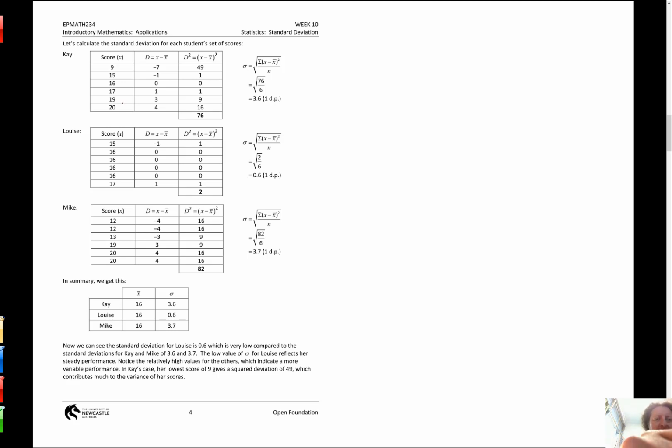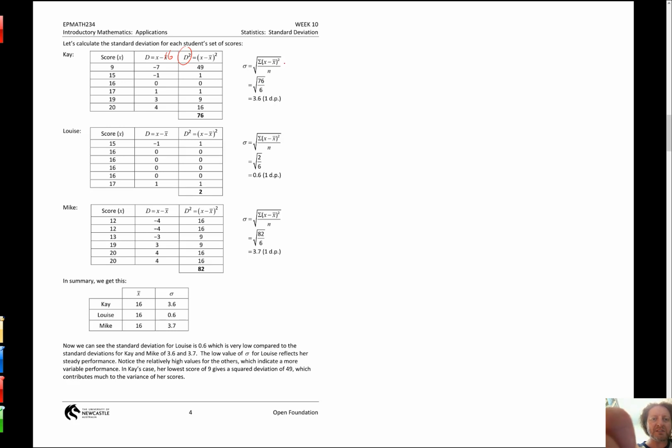So Kay's scores were here. We know that all of the means were 16, so this column may as well just be called get your score and take off 16, which gave us all that. And then we knew that we had to square everything because we didn't want negatives. And then we said, well, the average of this d squared column is get your 76 and divide by 6. So the average d squared was the answer to that, and we had to square root it.